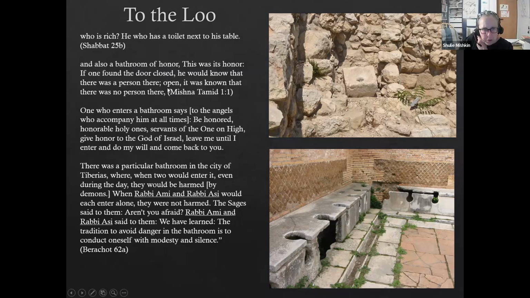If you found the door closed, you would know there was a person there. Open, it was known there was no person there. Okay, no locks on bathrooms in the ancient world. The door was closed, you didn't go in. Okay, and now Chazal, like everything else that they talk about, there's an etiquette for going to the bathroom, right? Chazal have rules for everything, and there are rules for going to the bathroom. Some of them are rules that we can totally identify with.